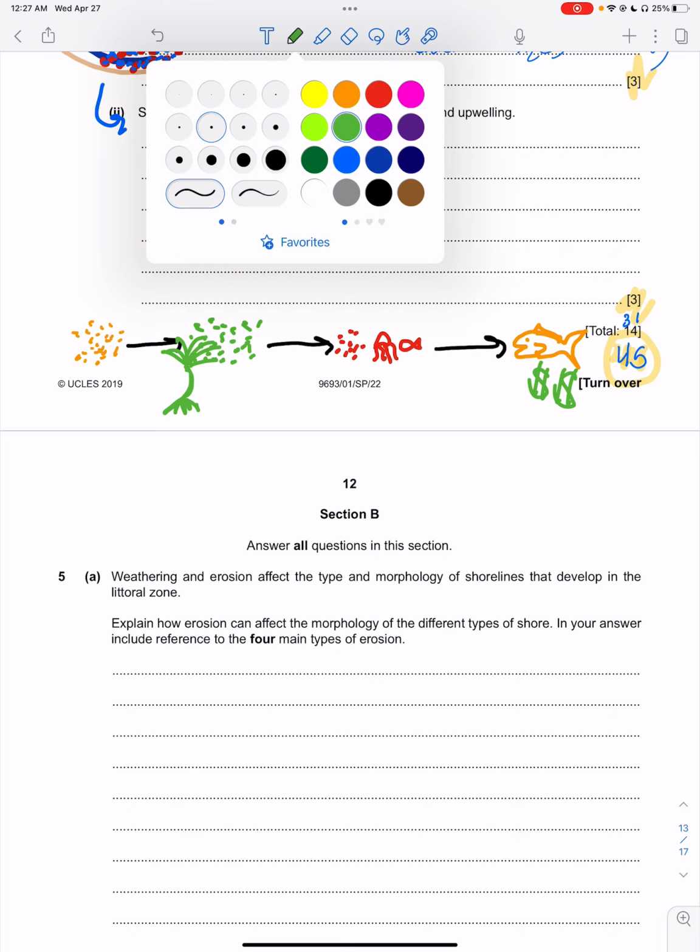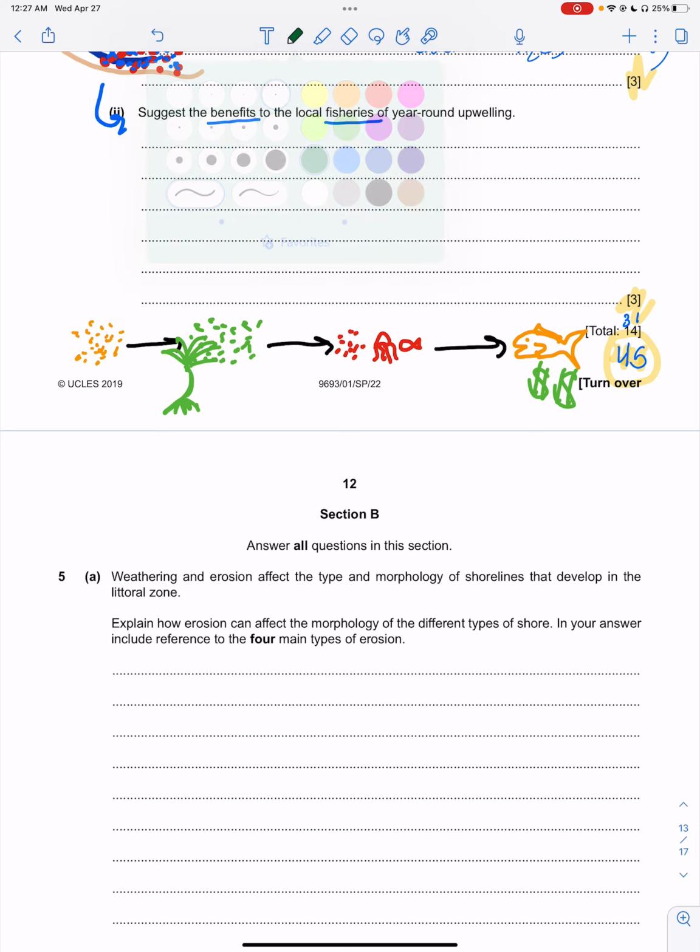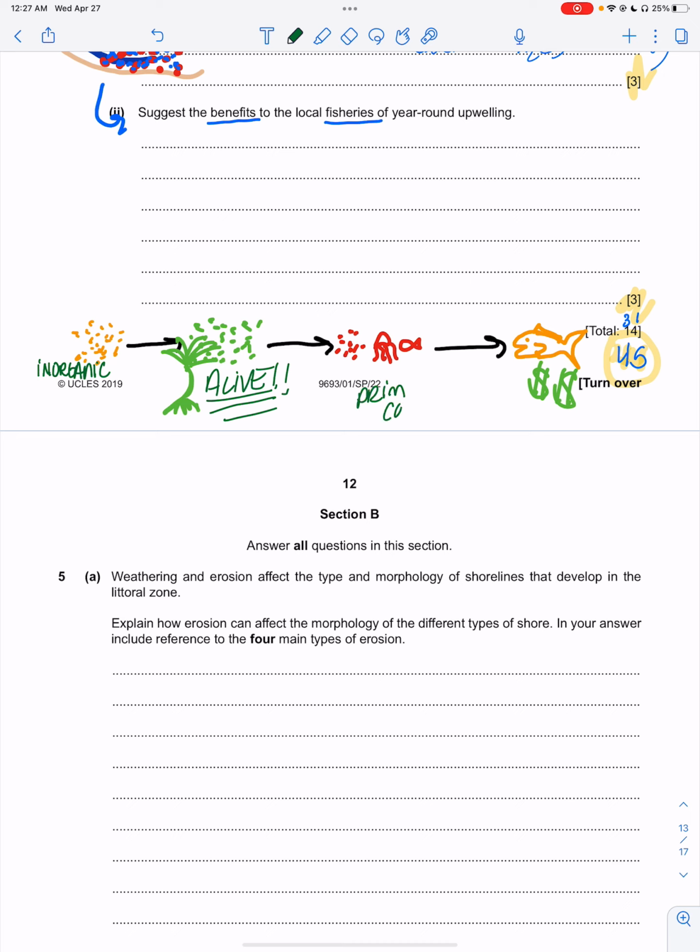Okay, there you are. When in doubt, draw it out, right? Inorganic, not alive. Alive! These are your producers. Primary consumers, that includes zooplankton. And then secondary consumers, second eaters.